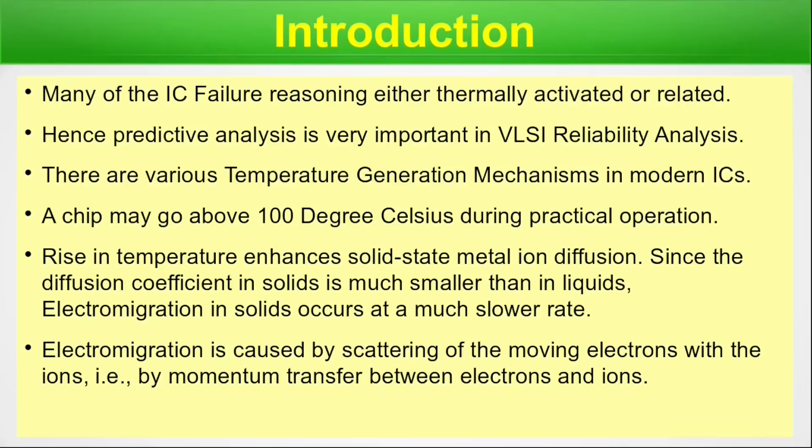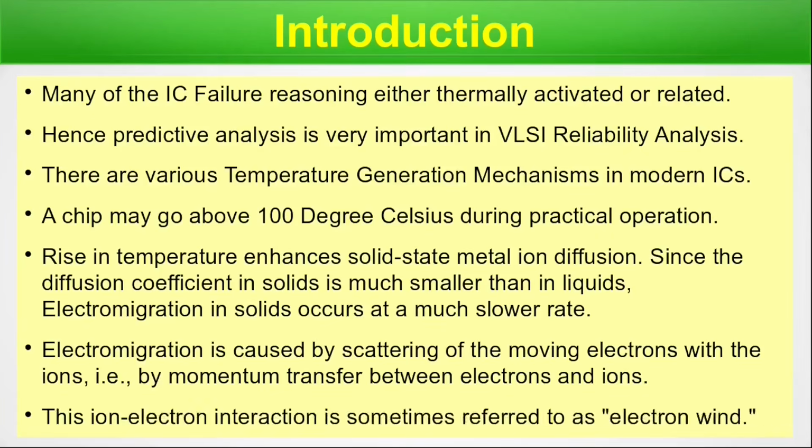Electromigration is caused by scattering of the moving electrons with the ions, that is, by momentum transfer between electrons and ions. This is a very simplistic way of explaining by physics what happens inside the electromigration phenomenon. This ion-electron interaction is sometimes referred to as the electron wind. Someone may say ion-electron interaction, someone might say electron wind, so you may find different terminology. I have kept all these things so that you have a proper pointer here, so you can go in any direction, or whenever you are reading any particular article, you will be able to interpret what it means. So we are done with this particular slide.